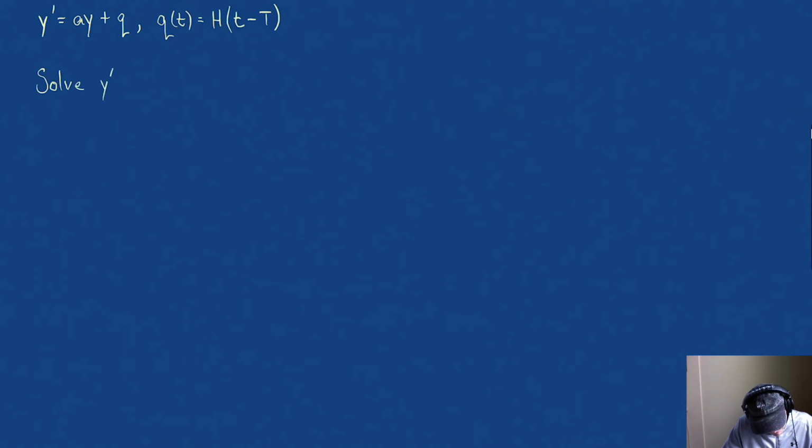So let's do this. We're going to solve y prime equals ay plus h of t minus capital T. And notice that this is y prime of t, and this is y of t. We'll write that in as necessary. So we're going to solve in the same fashion as before. Let's use an integrating factor.